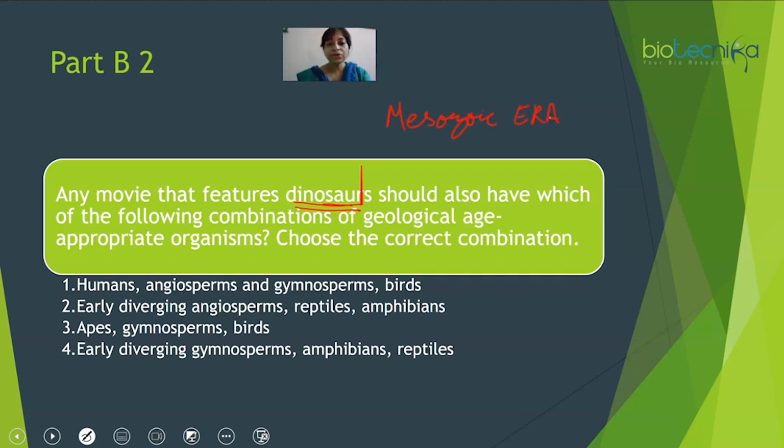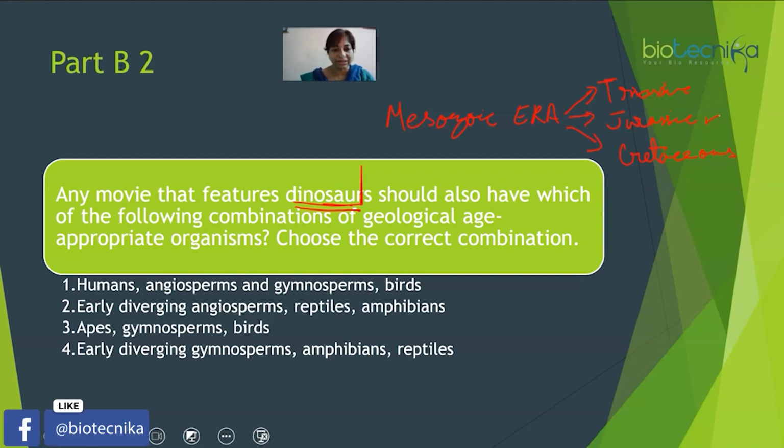Okay, and the Mesozoic era is further divided into 3 periods. The first is Triassic, then Jurassic, and then Cretaceous. Now in the Triassic period of the Mesozoic era, the dinosaurs evolved and they became the dominant species during the Jurassic. In the Cretaceous period also they were the dominating species, and at the end of the Cretaceous period, the dinosaurs went extinct because of the mass extinction.